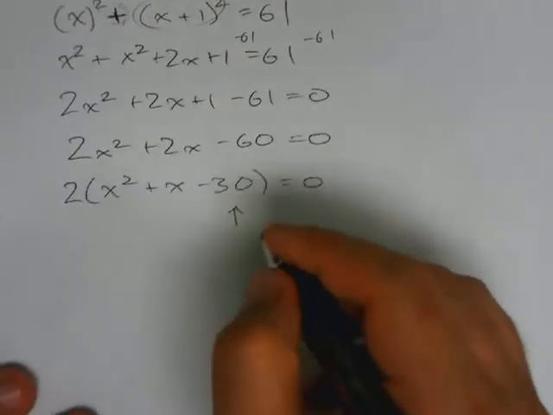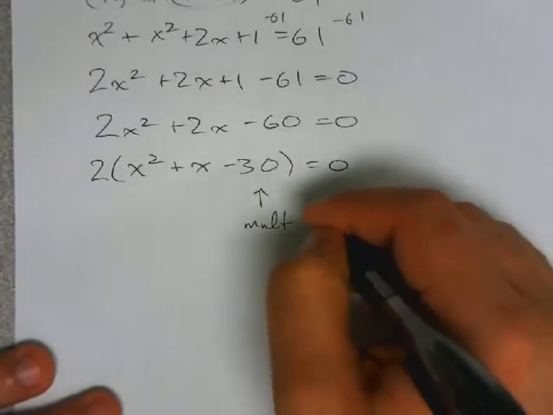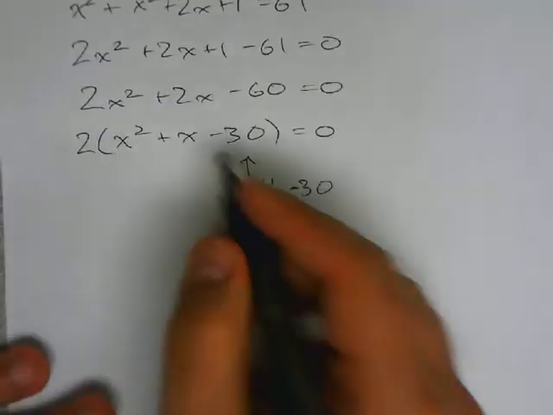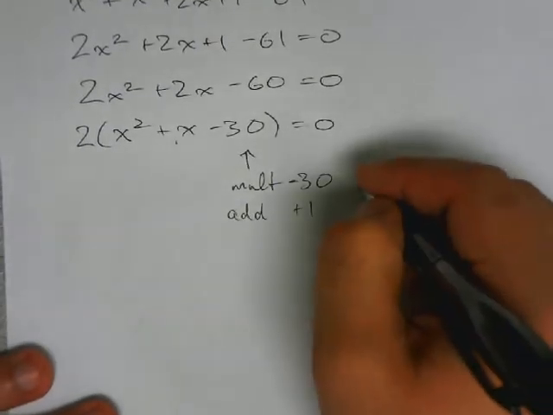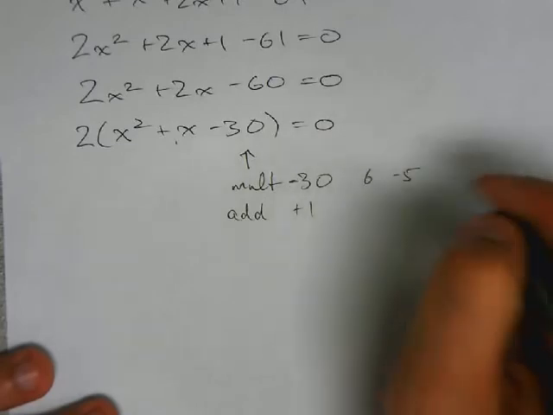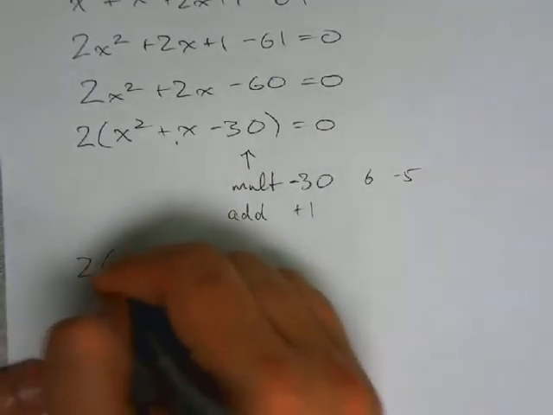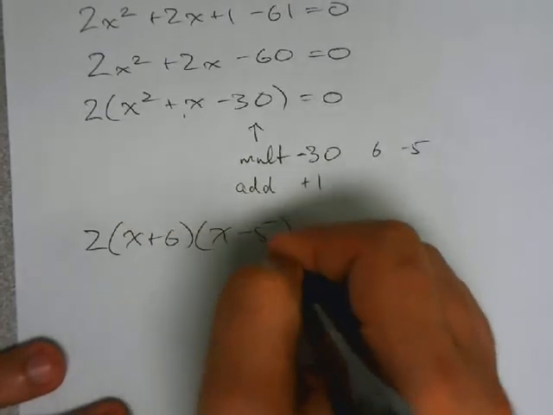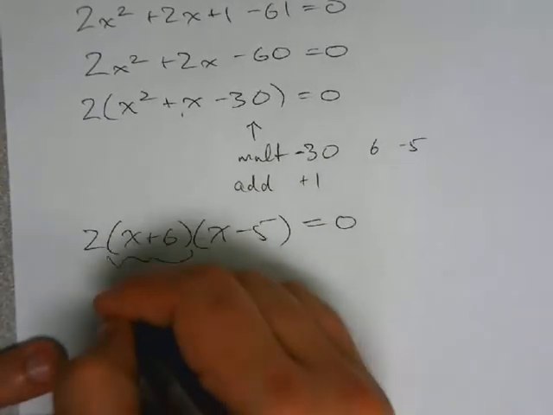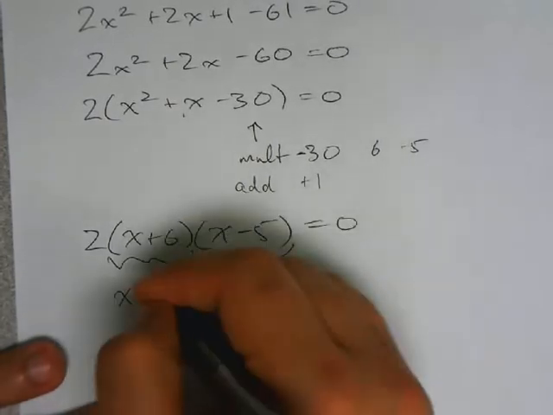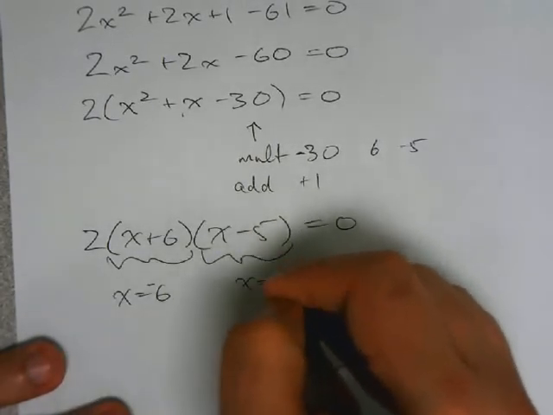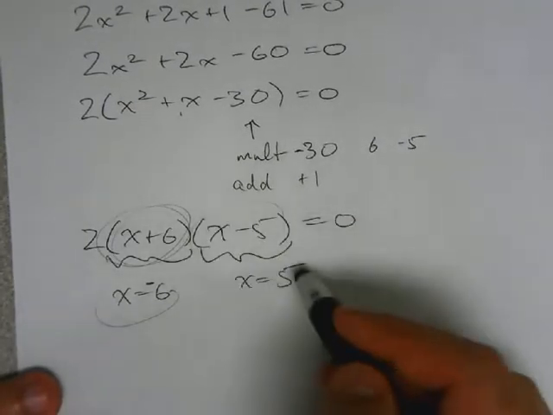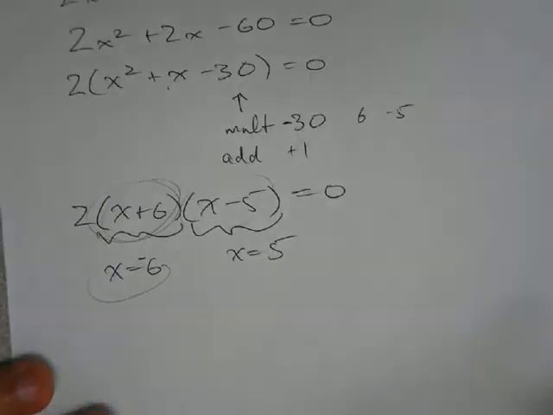I need two numbers that multiply to negative 30, and add to positive 1, right? Because there's a positive 1 there. So that ends up being 6 and negative 5. So that means this will be 2, x plus 6, x minus 5 is 0. Well, this tells me that x is negative 6, and this tells me that x is positive 5, right? Because either this is 0, which means x is negative 6, or this is 0, which means x is positive 5.